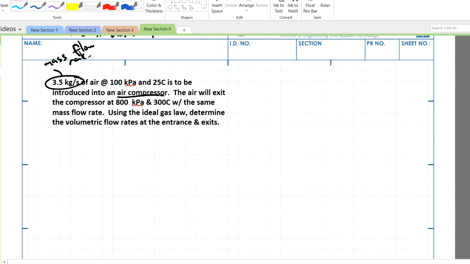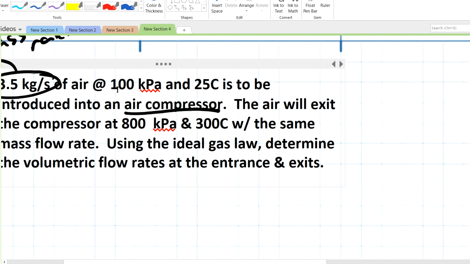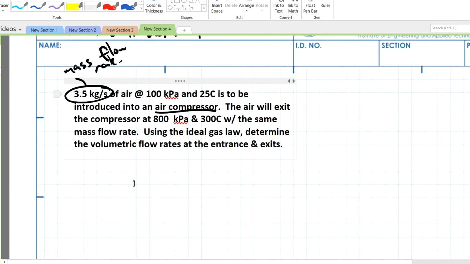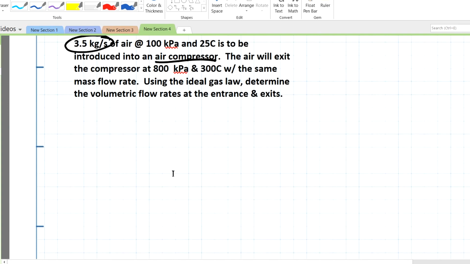So our system here is an air compressor. That device actually compresses air. When we say it compresses air, that means it increases the pressure. As you can see here, starting from 100, then it goes to 800 kPa. So we are just asked to solve for the volumetric flow rates. Okay, so the first step is, as usual, to illustrate the problem.